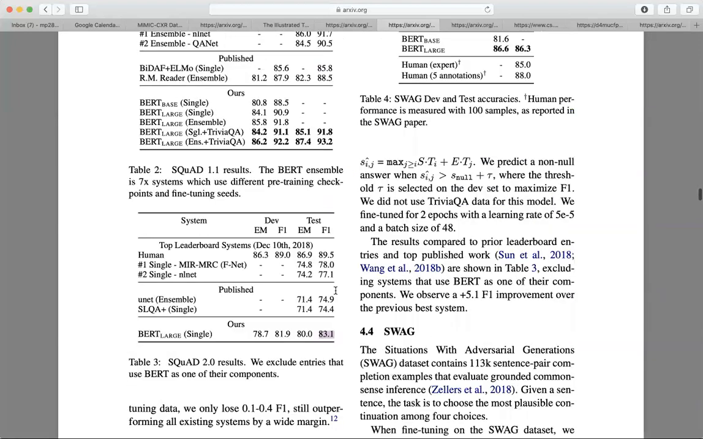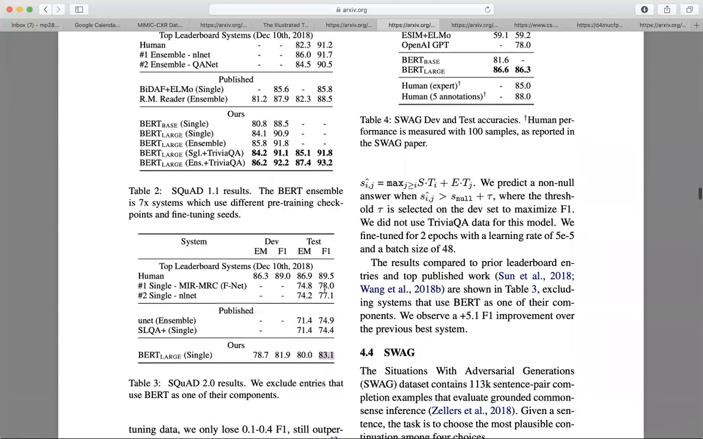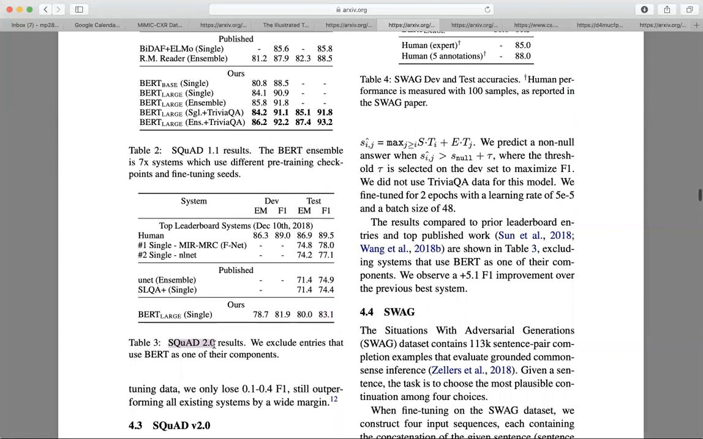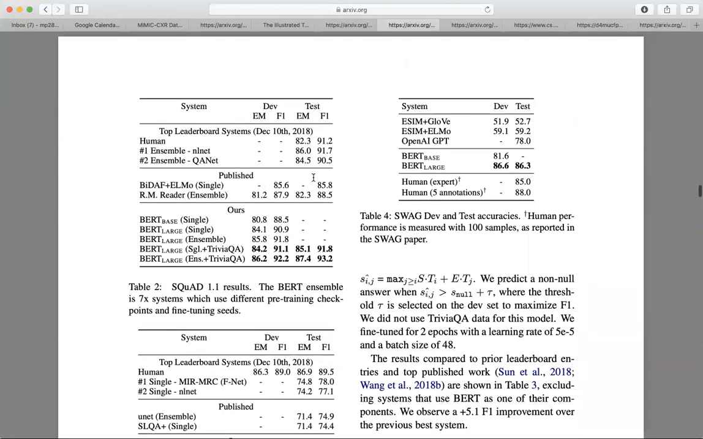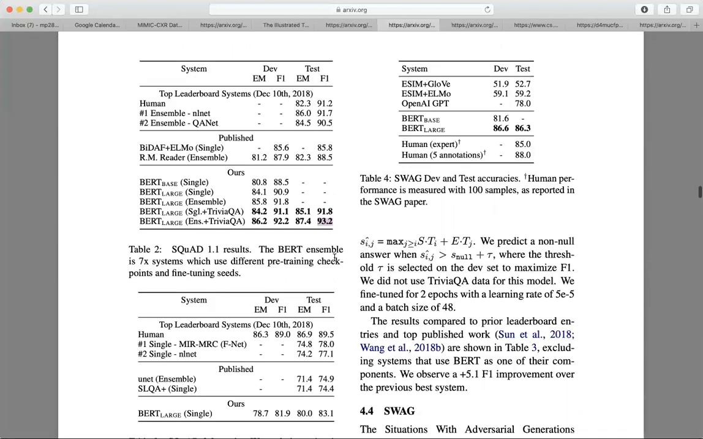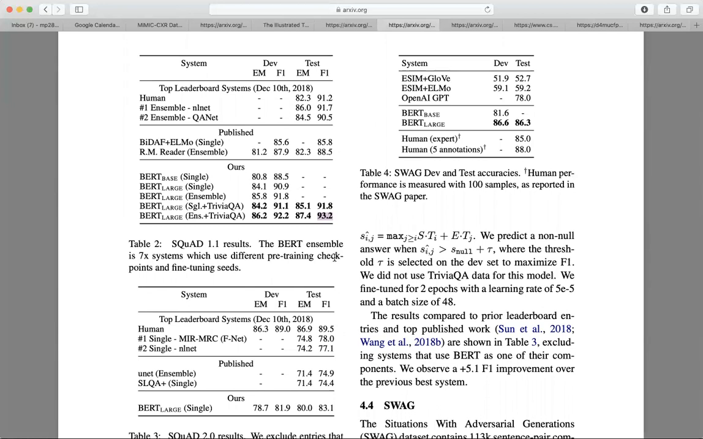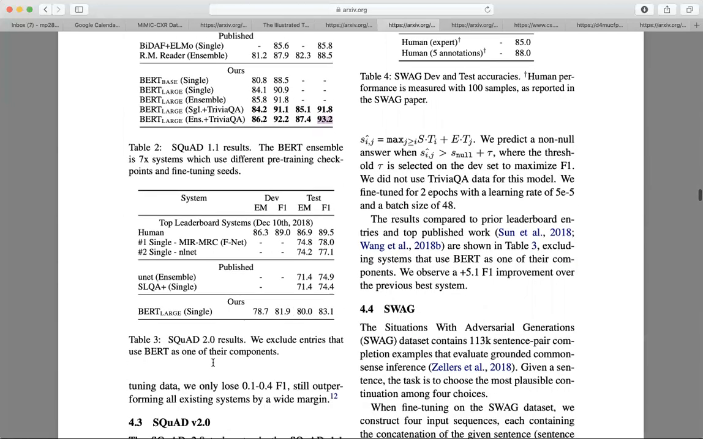And SQuAD 2.0 is even harder than SQuAD 1.1. On SQuAD 1.1, human performance was 91.2 and BERT large is 93.2, which is superhuman. But SQuAD 1.1 has certain limitations. SQuAD 2.0 is a bit more complicated and more realistic than 1.1. Here, humans are still outperforming machine learning models, but I'm pretty sure that at some point in the near future, they will outperform humans.